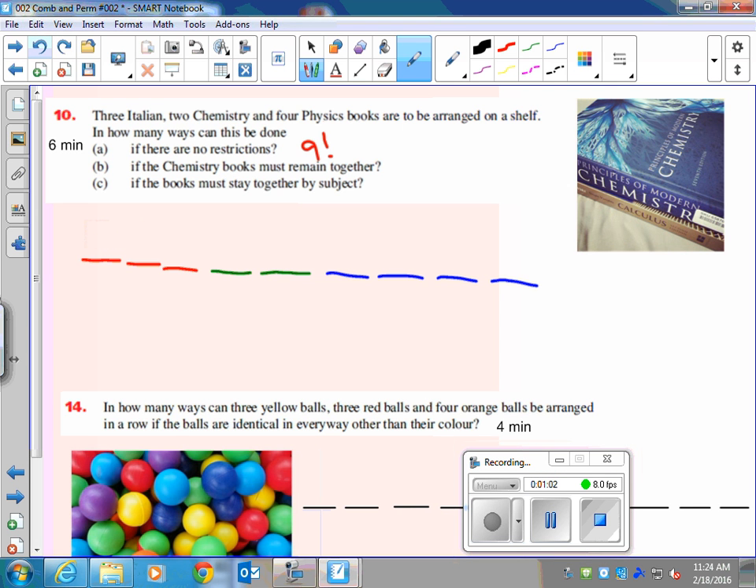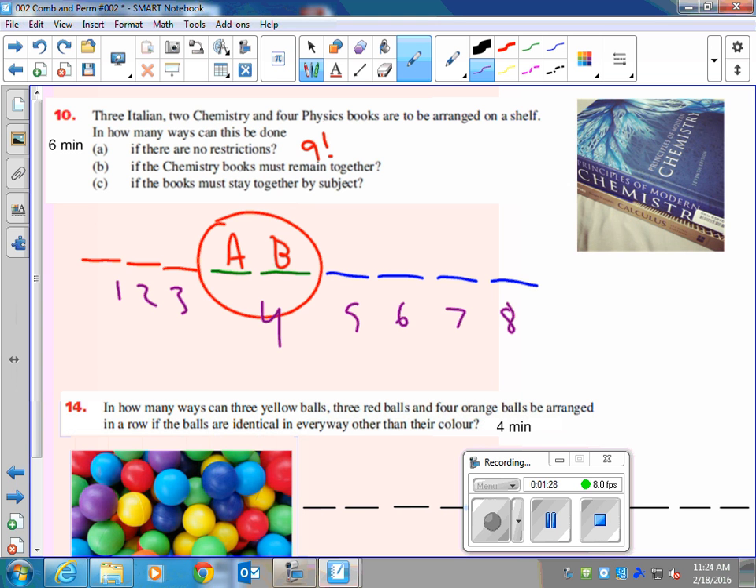Second one, if the chemistry books remain together. So what's happening there is that these 2, let's call them A and B, are all together. So would you write that down? These slots, and then circle this. Now what we have, instead of 9 units, is 1, 2, 3, 4, 5, 6, 7, 8 units. And how many ways can we rearrange those 8 units? 8 factorial, right?